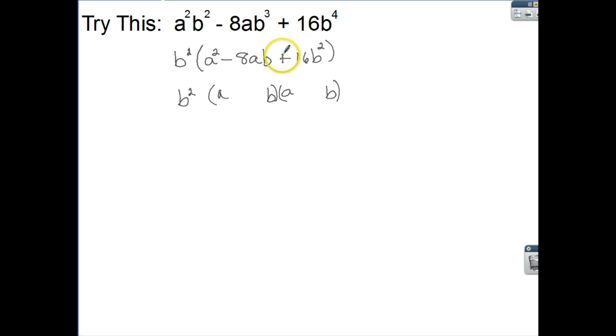Factors of 16 that add up to be -8 would be -4 and -4. So our binomials become a minus 4b times a minus 4b. And if you wanted to, you could write that as b squared times a minus 4b to the second power. That's also acceptable since these are the same factors. Okay?